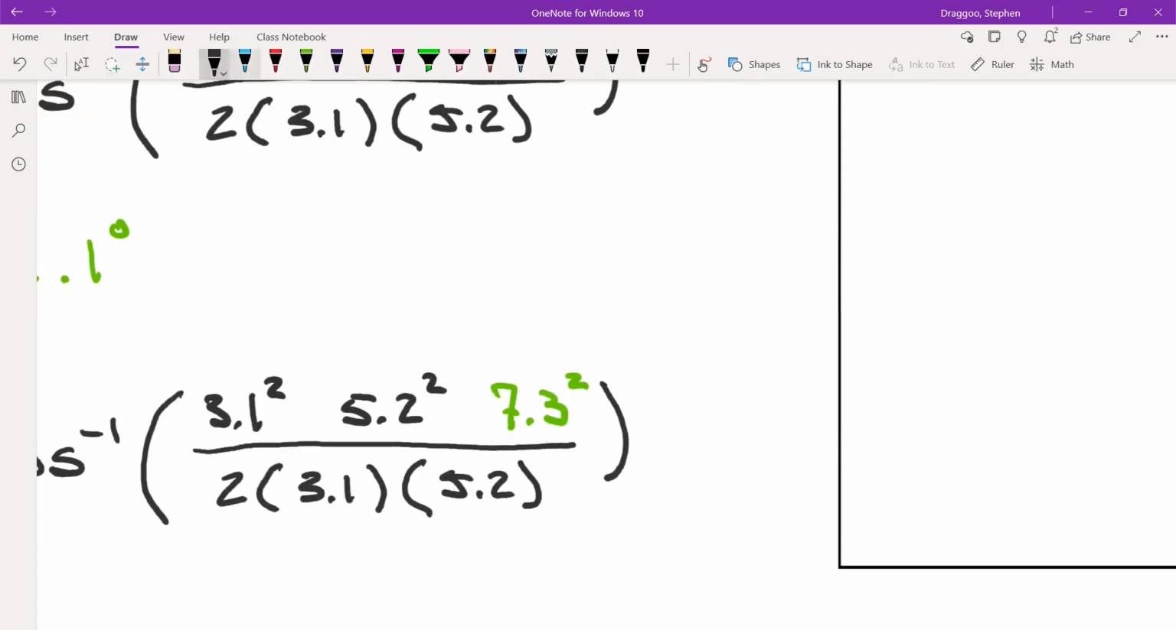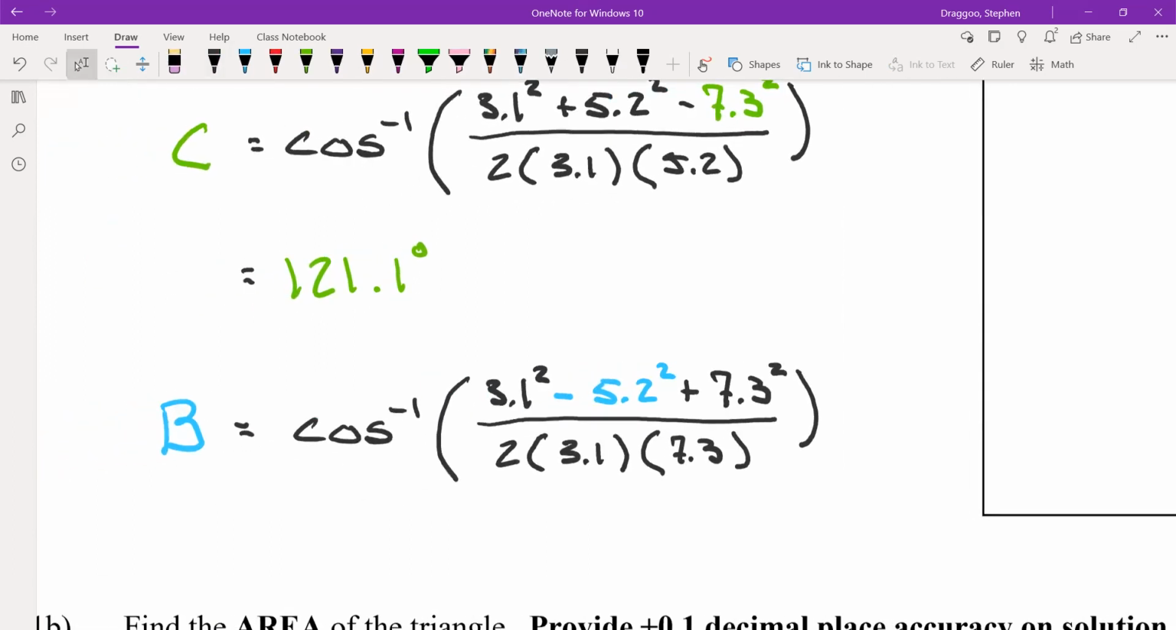So I'm just switching the positions of B and C. So I'm not going to subtract 5.2 squared, but add 7.3 squared. And then also I'm going to switch out 5.2 in the denominator for 7.3. A shortcut step that you can take, since you've already got this written into your calculator, you could just switch the negative sign in the numerator, swap out 5.2 for 7.3 in the denominator, and get an answer that way.